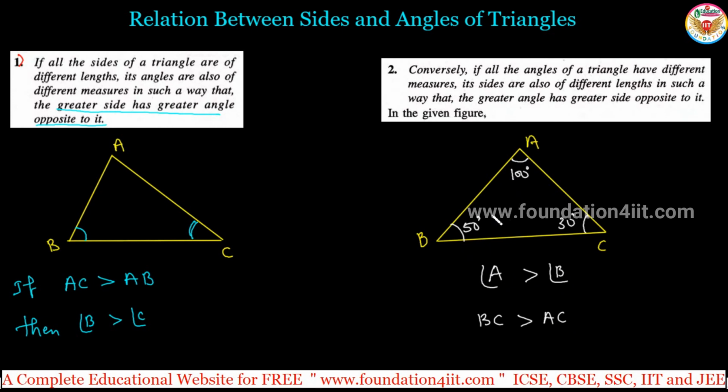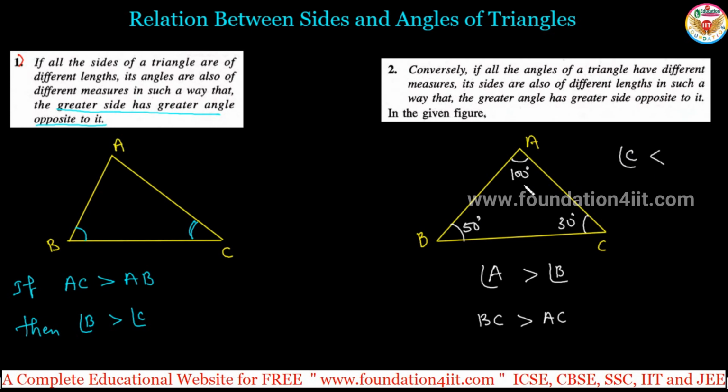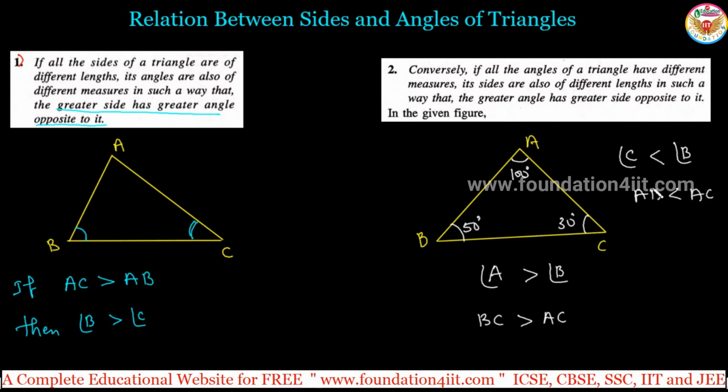So if any angle is greater than another angle, then the side opposite that angle is also greater. In the same way, for smaller. From this, we know angle C is less than angle B, right? Angle C is less than B. Then the side opposite angle C is AB. So AB is also less than AC. Right? This is the converse we can say.